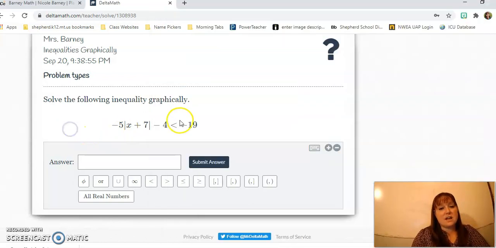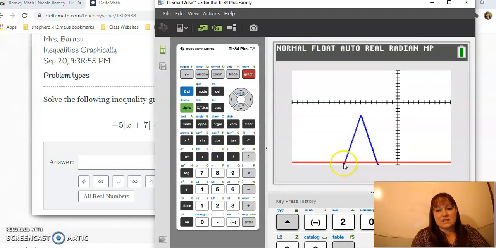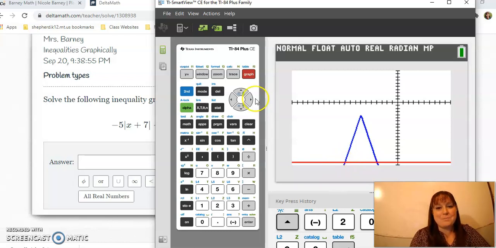That's the first thing. And then I look and I see where this function is less than negative 19. So I come over to my function and I see that it's less than negative 19 here and here, right? And in this case, I'm not looking for less than or equal to negative 19. I'm just looking at less than. So I don't care about this value that's on the line. I only care about the values that are below the line, the x values that create y values below the line.